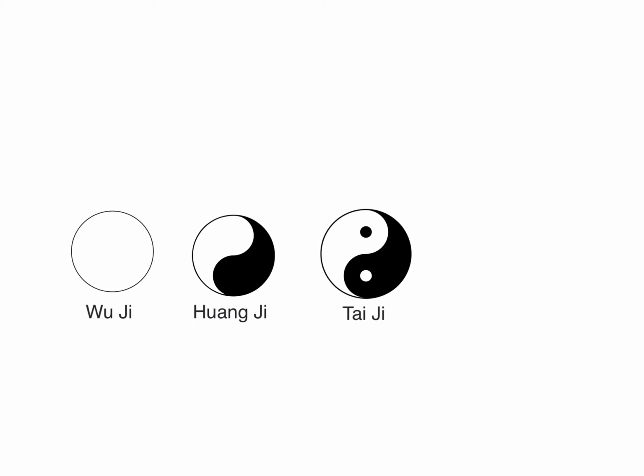So the 1 is essentially Wu Ji, okay, where there is a grand unity, if you will. And then the 1 splits into Huangji, or the 2. Okay, we have yin and yang. And then the Huangji splits into the Taiji. So the Taiji is yin and yang and their interactions with one another.